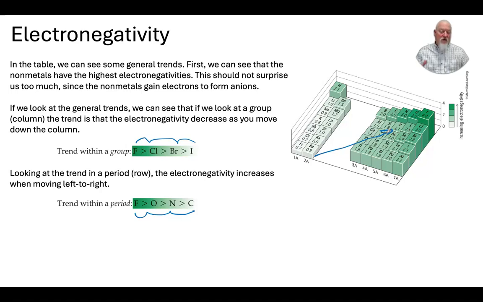And we're going to look at properties like this where we're going to look at a trend based on the periodic table. And because the periodic table has a certain structure to it, and it's based on how the electrons are in the atoms, these trends are pretty common.